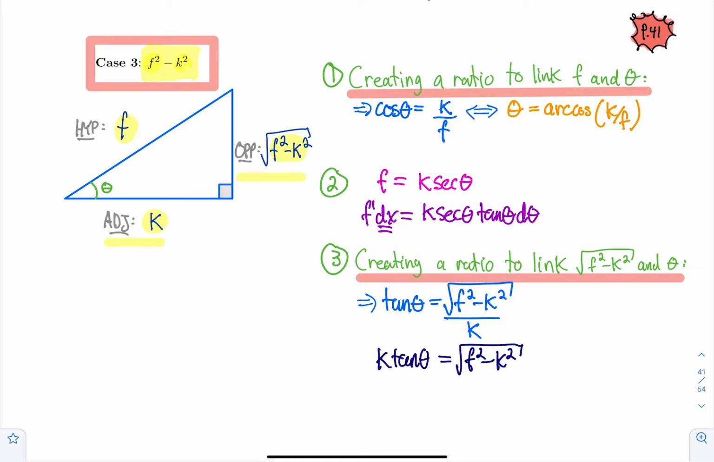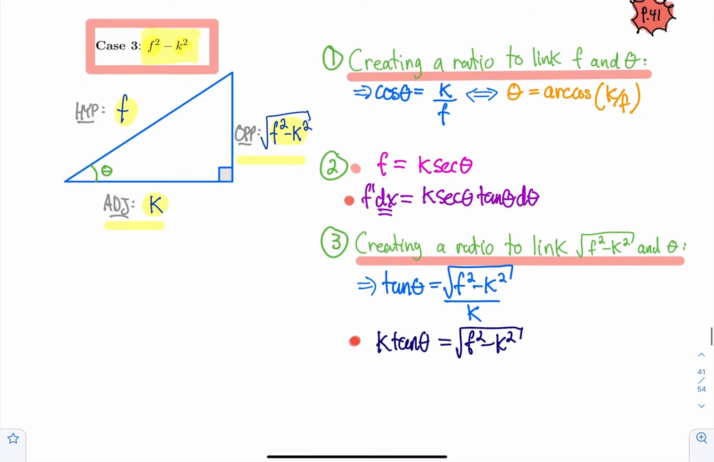So this is how you set up your right triangle to create a ratio that links f and theta. So you can isolate f, you can compute the derivative to construct a formula for dx, and then you can create another ratio using the tan ratio here to link theta and the square root. And this typically really helps simplify the integral that you're working with. All right, to really assimilate this, let's look at an example right away.